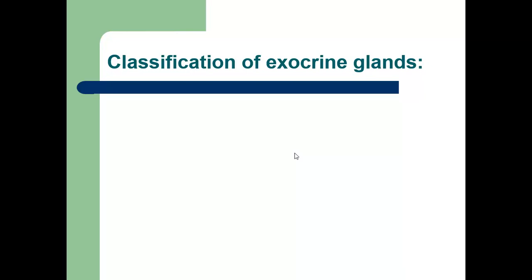So now we defined glands. We classified glands into either endocrine and exocrine glands. In the next slides we will talk mainly about exocrine glands. Endocrine glands will be part of the systemic histology in the next course, and here we will just go into other classifications but for exocrine glands.